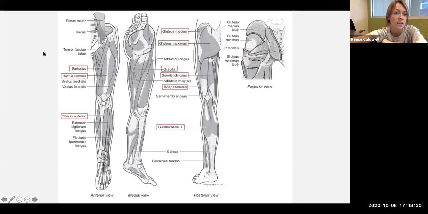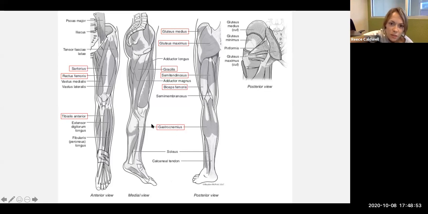If any of y'all played soccer or were dancers or anything like that and got shin splints when you were younger or recently, that would be cramps of the tibialis anterior. So shin splints deal with the tibialis anterior. Most of the time I've always heard it called the anterior tibialis. So if you hear me say anterior tibialis, same thing.